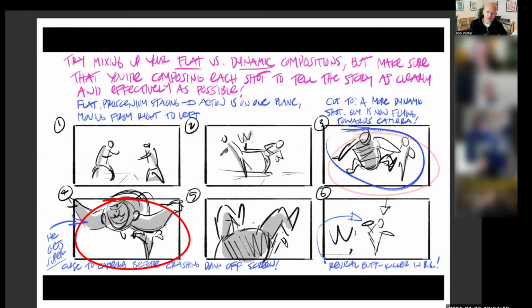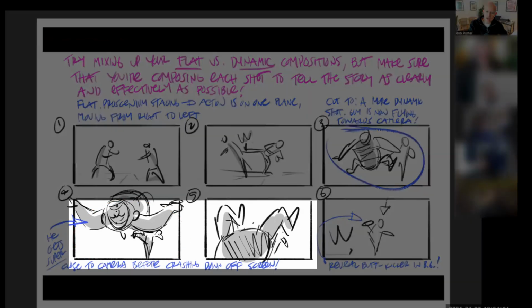And then if we wanted to cut back to this shot here as the guy's lying on the ground, it would be a nice little way of bookending the shot for going from flat and proscenium to dynamic back to flat and proscenium. And that middle shot will make it feel very dynamic because it's contrasting with the other shots.